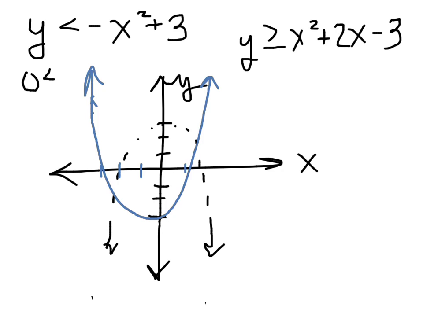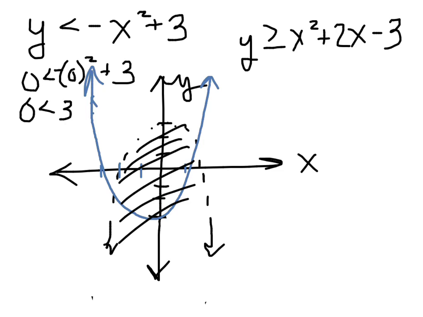0 is less than negative 0 squared plus 3. Or 0 is less than 3. Is that a true statement? Yeah. Shade inside the bowl. Why am I shading inside the bowl for the black one? Because 0, 0 is inside the bowl.